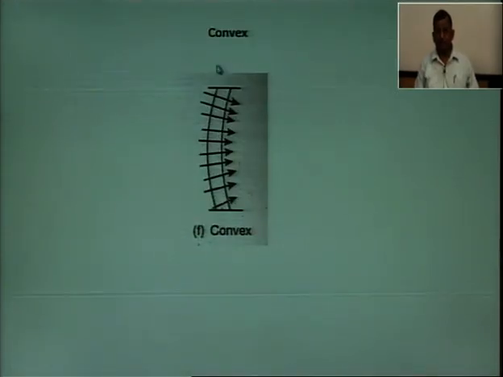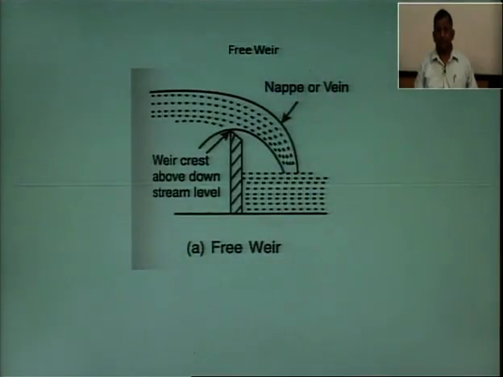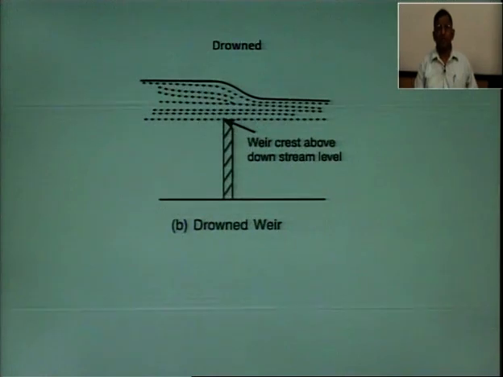Then according to the discharge conditions: free weir, ordinary weir, drowned or submerged weir. This is an example of the free weir, the liquid is flowing free here. Now this is a drowned weir. Drowned means the weir we have made has water above it on the downstream side, and that is known as drowned.